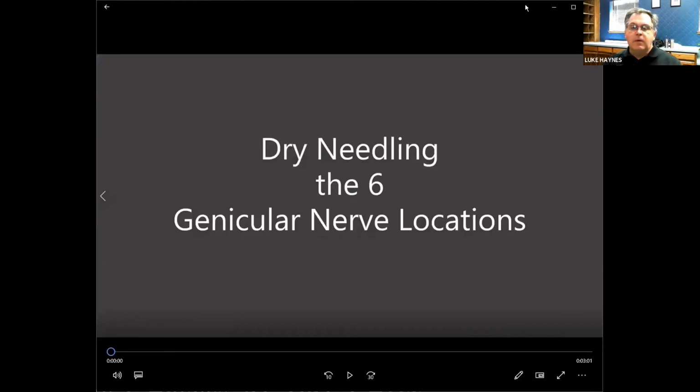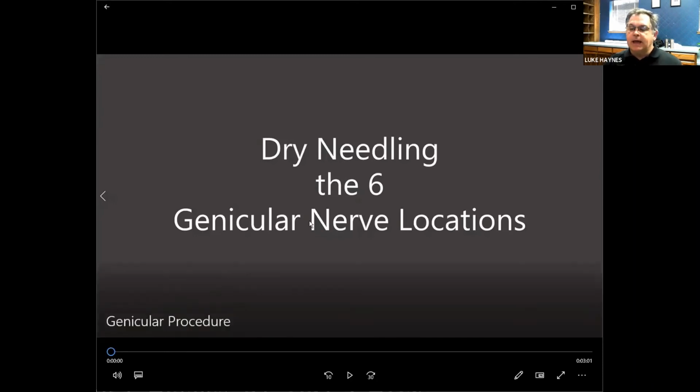Okay, and finally, let's move on to the actual needling application. We've looked at the surface anatomy, where we need to put the nerves, the relevant anatomy there, and pinpointing the locations. And now let's go ahead and look at the actual procedure.